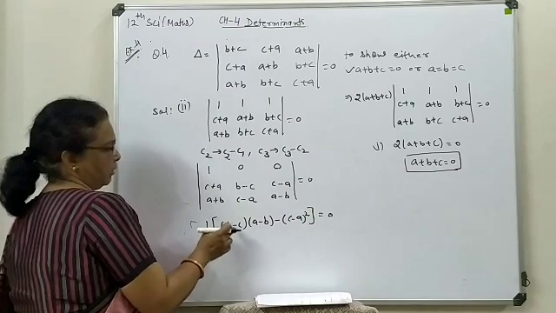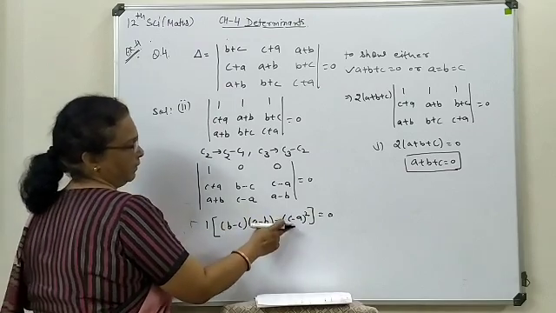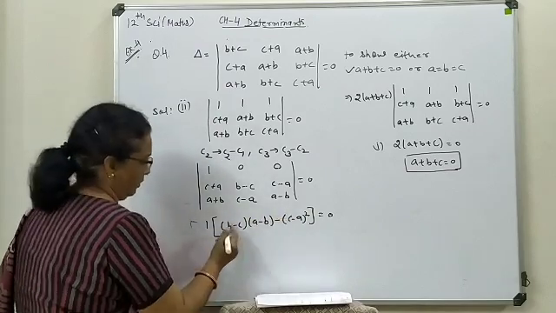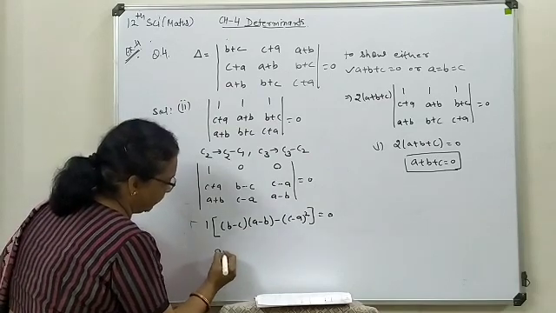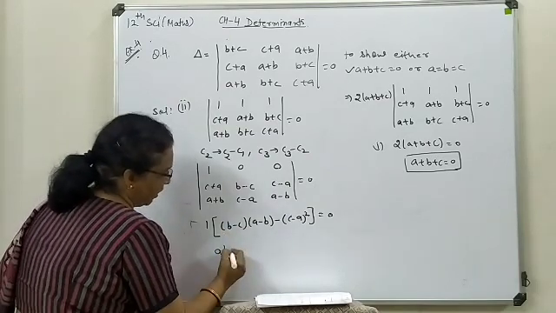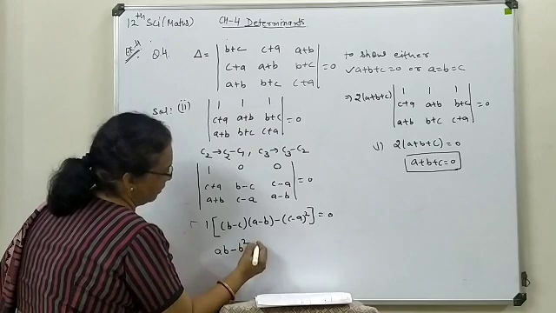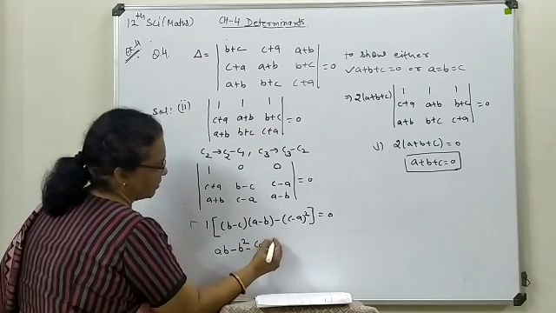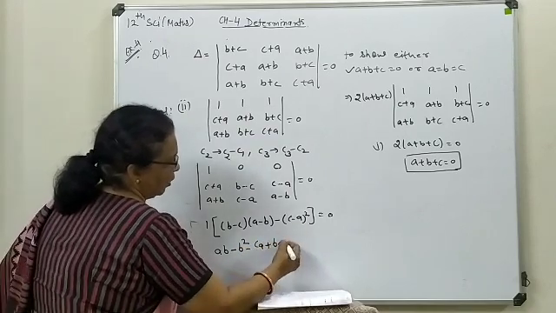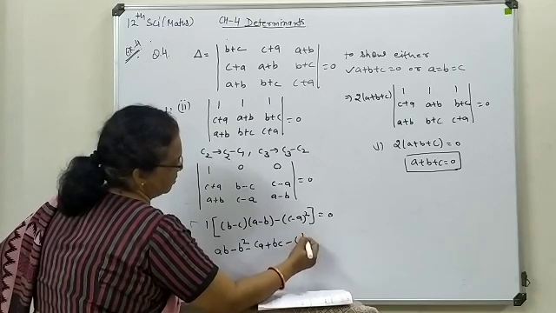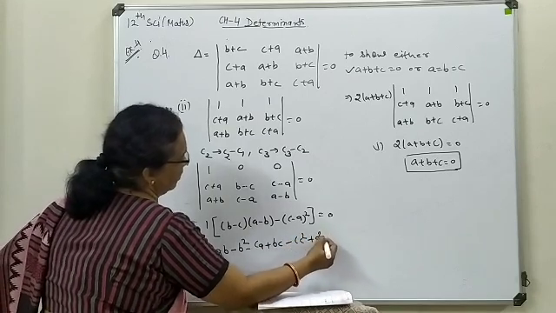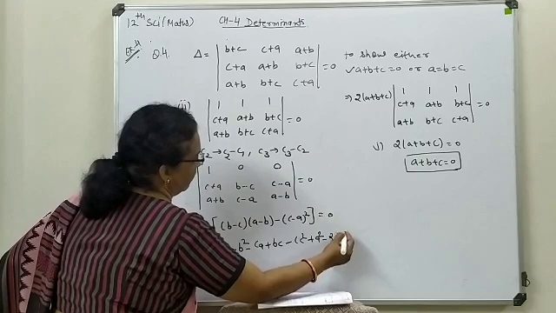Now it is to be worked out, meaning these two brackets you multiply and this is going for expansion. Multiply these two brackets, that is ab minus b square minus ca plus bc. On expansion, it is c square plus a square minus ac.